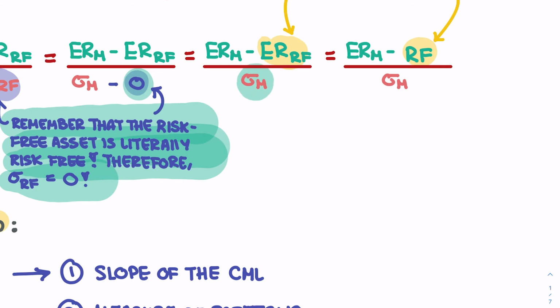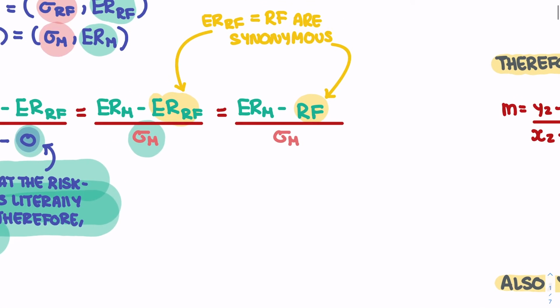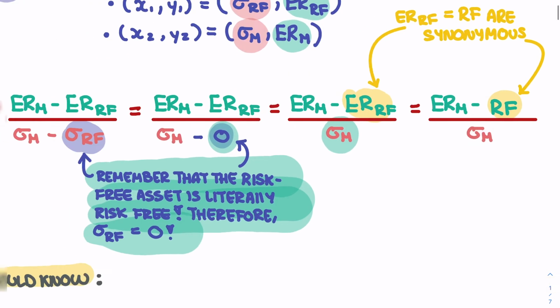Therefore, we definitely see why OM, the risk of the market, is actually our denominator. We see that that's simply the case. It makes total sense, right? OM minus 0 remains OM. So that's exactly what the screen shows.